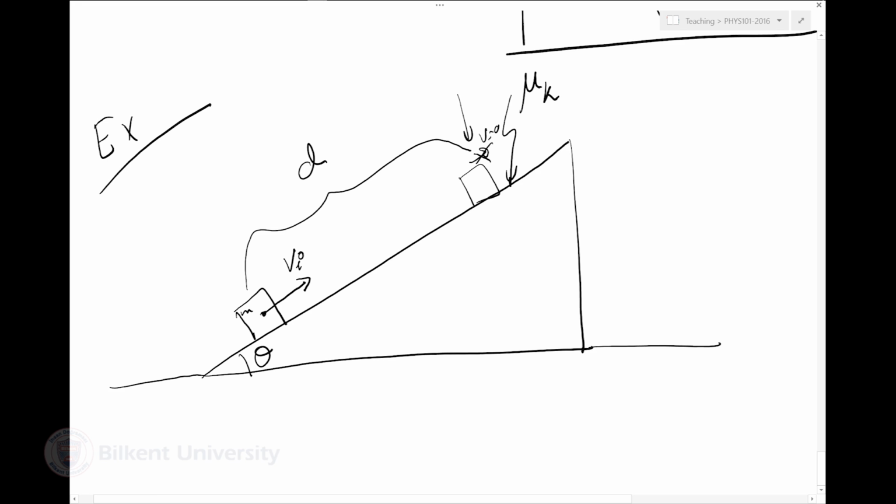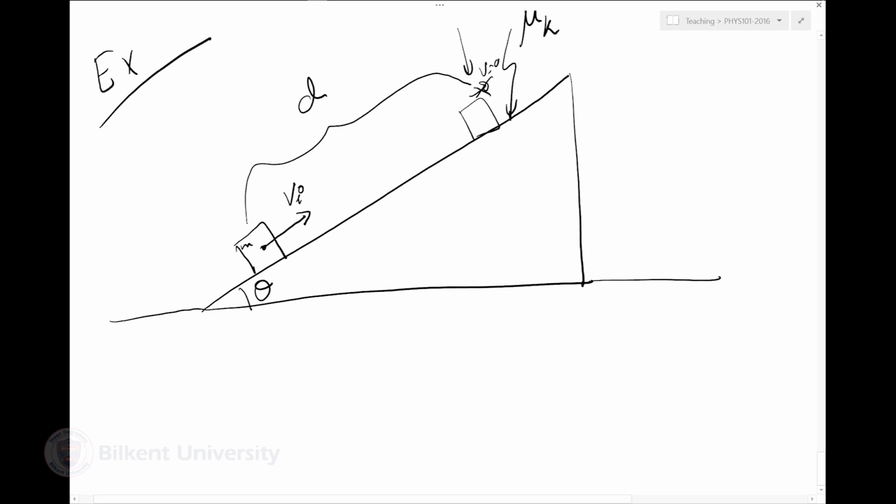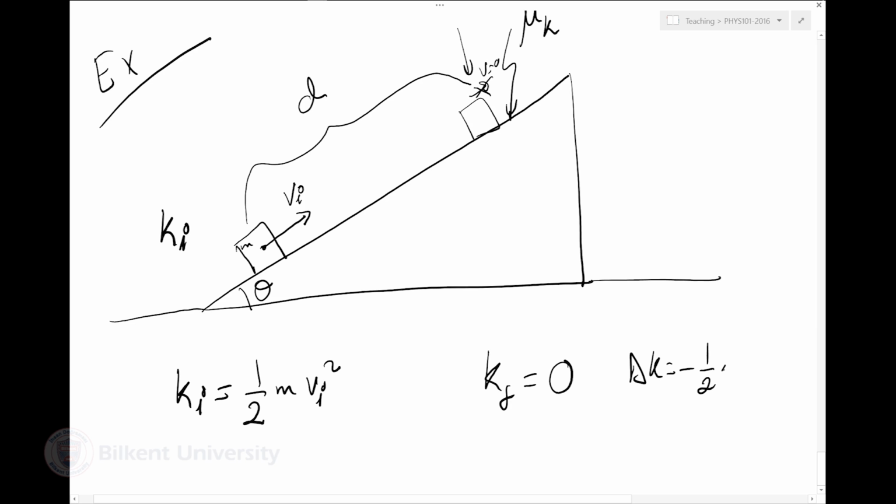That's very similar to your exam question. So let's solve it from a different perspective. Let's solve it using the work energy theorem. Now, here's the thing. What is the initial kinetic energy? Well, the initial kinetic energy of this object is 1/2 m v initial square. What's the final kinetic energy? Final kinetic energy is 0. So delta K is minus 1/2 m v initial square.